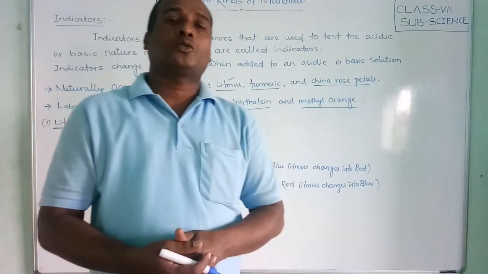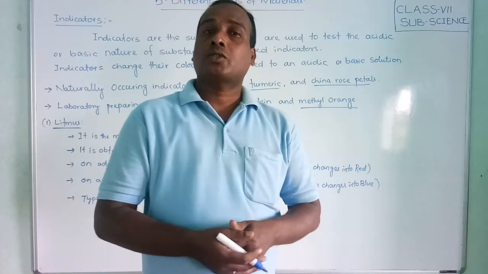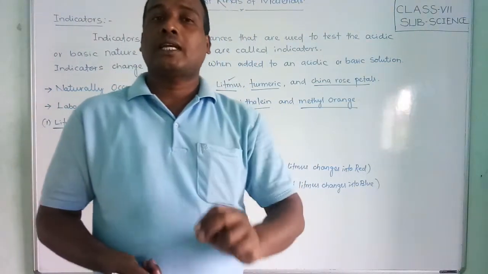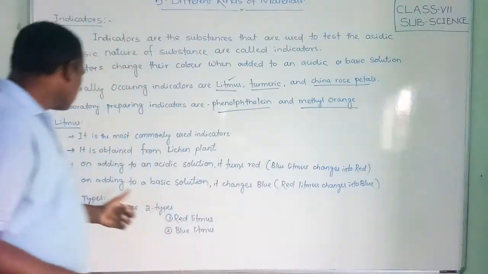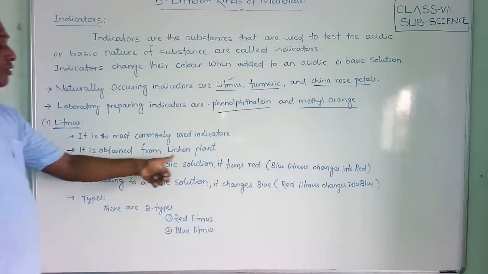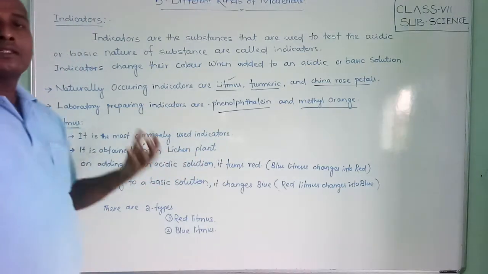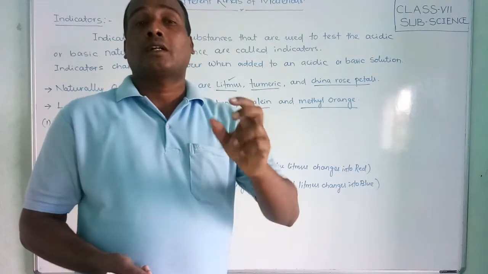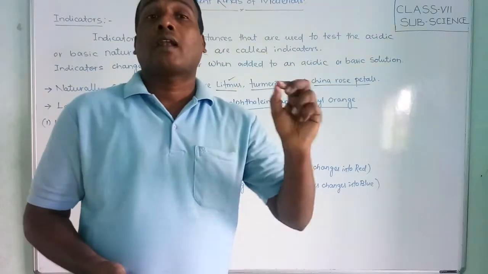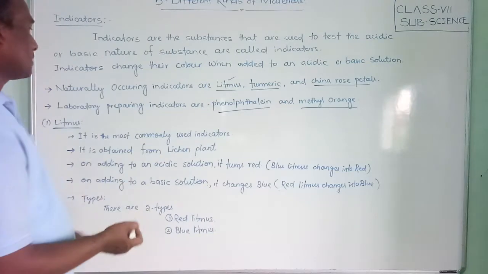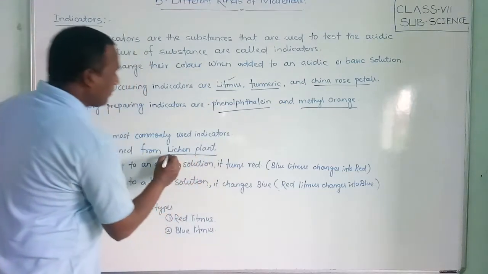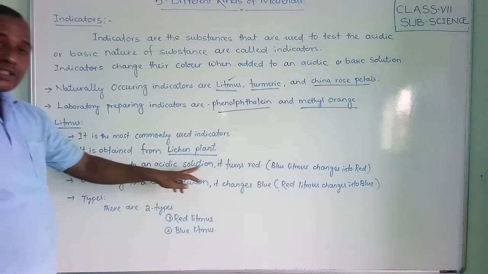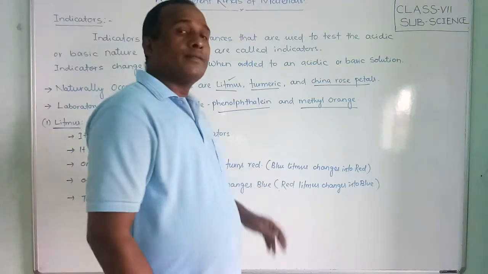To find whether a solution is acidic or basic, we specially use litmus paper. Okay, it is obtained from the lichen plant. This litmus paper we prepare like a paper, but from where do we get it? We get it from one plant. That plant's name is lichen plant. You should remember, friends. What is the plant name? Lichen plant. Okay.